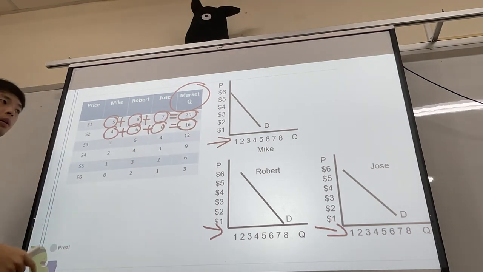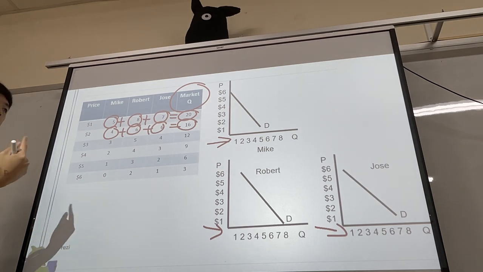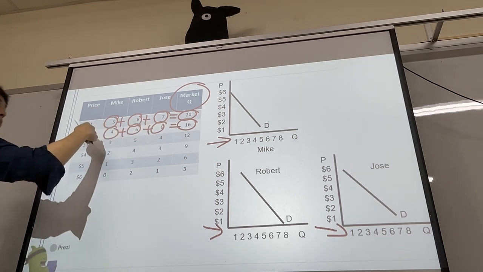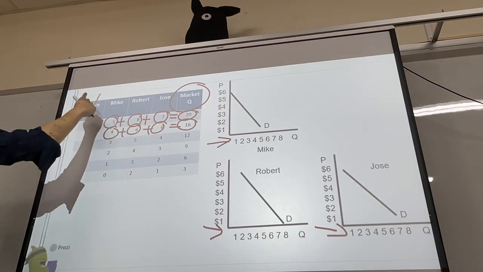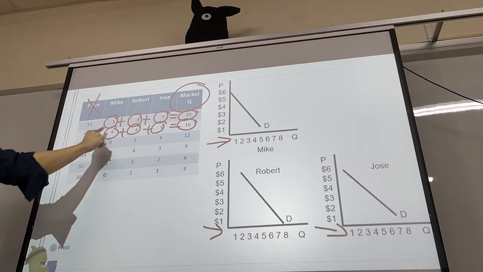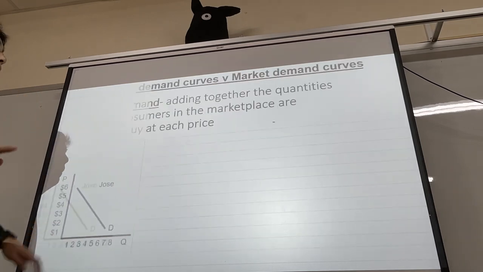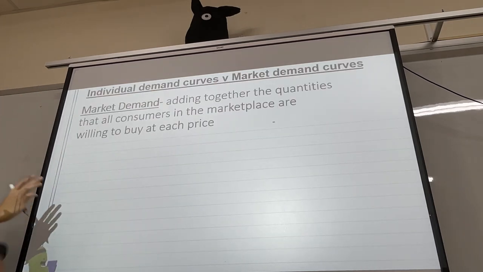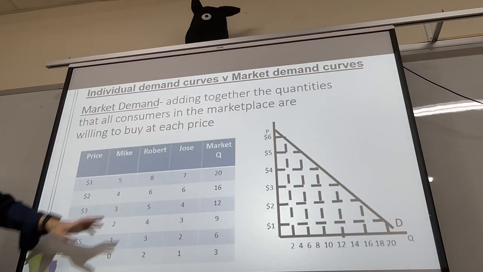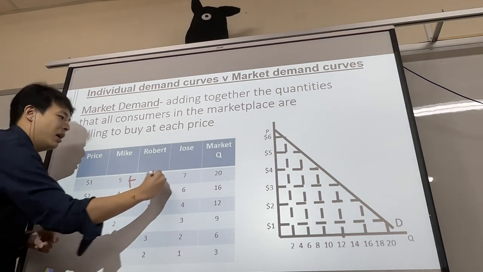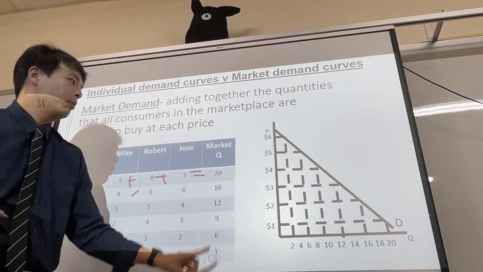所以 market quantity 是他们三个总和加在一起的。The quantity has nothing to do with price, guys. Has nothing to do with price. Don't add the price, add the quantity, 需求总和量, 总和量. Okay, so for market demand, you just add everything, add their quantities together, to get the market quantity.